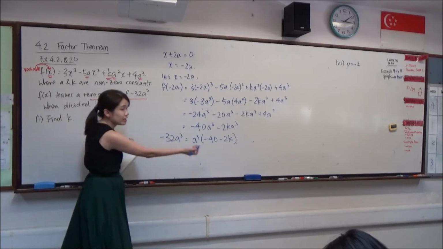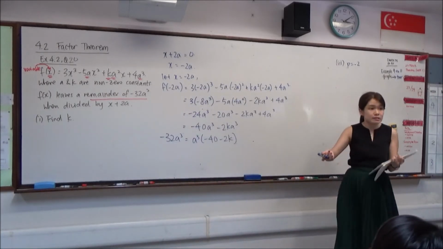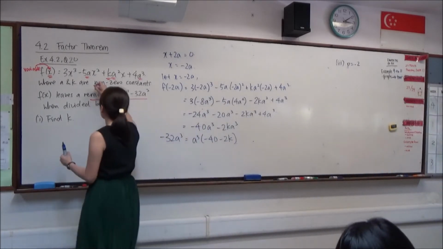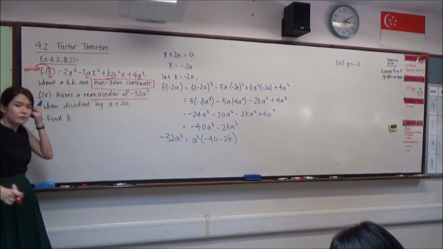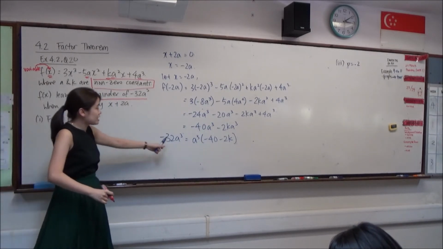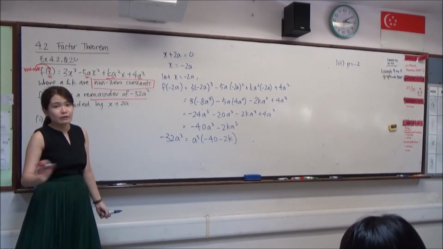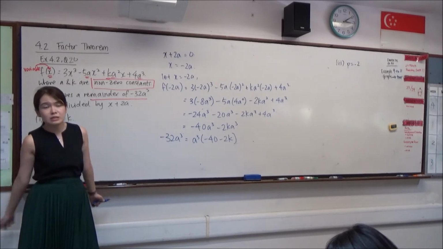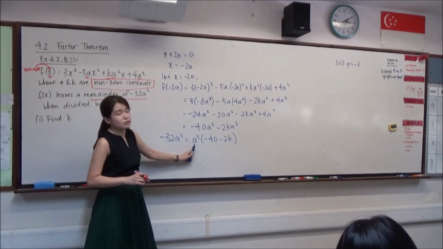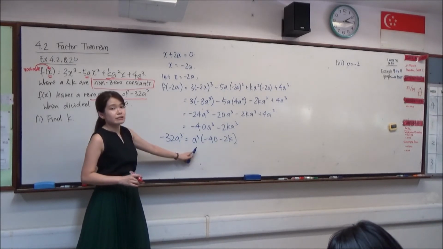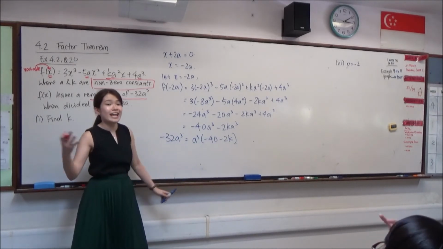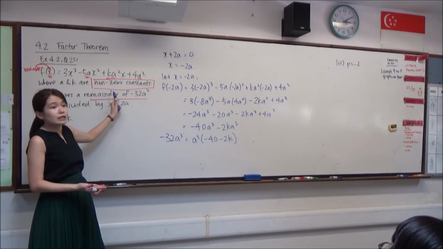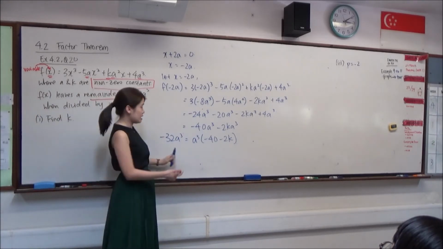Then I can cancel away the a cubed. The reason why we can cancel away a cubed is that a is a non-zero constant. If you recall, I have mentioned before, if we are given an unknown, we cannot divide by unknowns. The reason is that there is a tendency for it to be zero, and I cannot divide by zero. But the question has confirmed for us that it is non-zero, so it is safe for us to divide away a cubed.